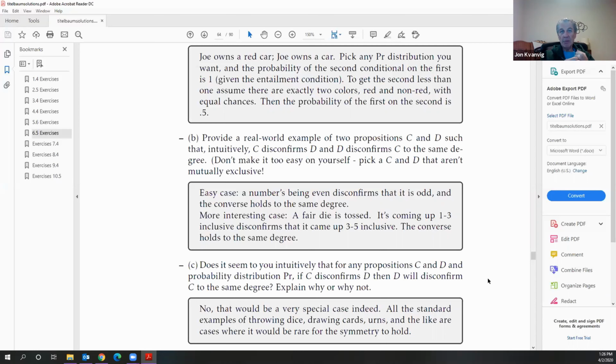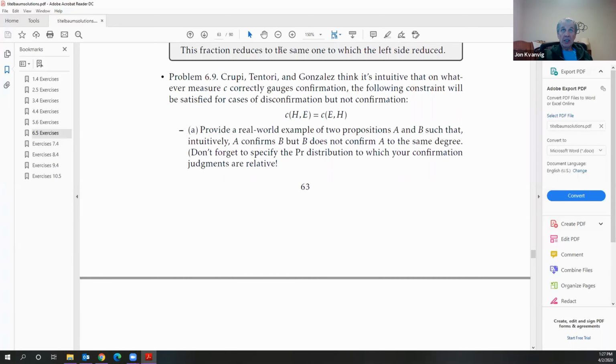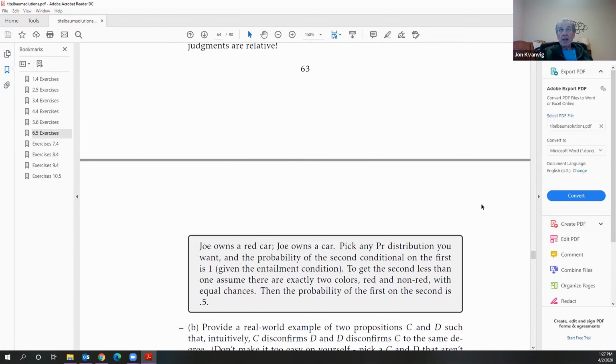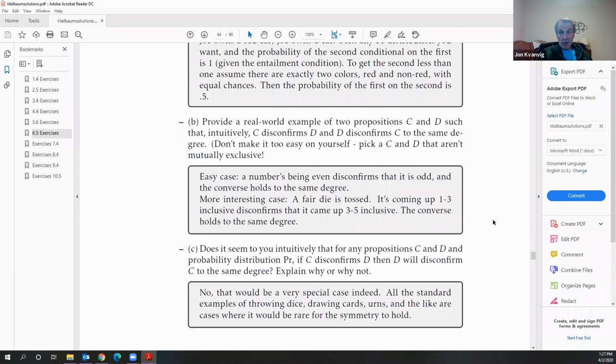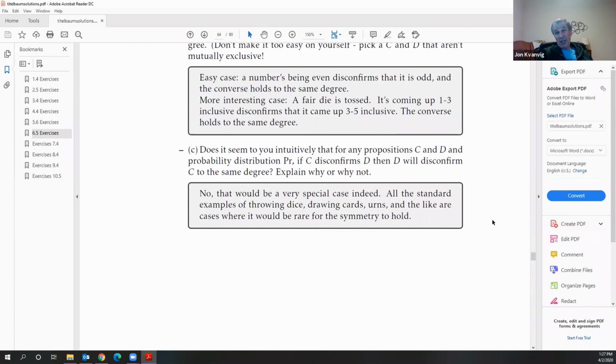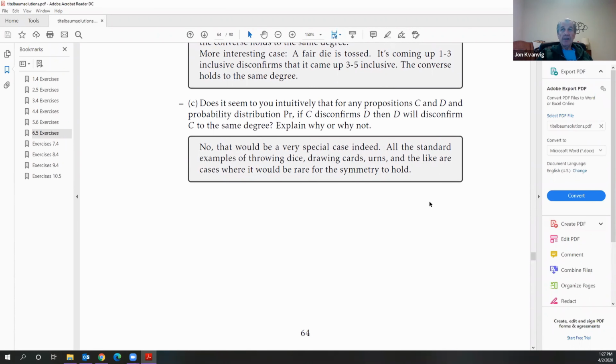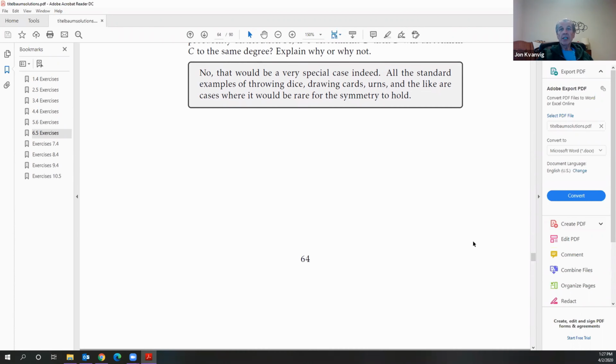All the standard examples of throwing dice, drawing cards, urns, and the like are cases where it would be rare for the symmetry to hold. So the initial assumption of CT and G looks to me like an implausible starting point. The good thing is the measure that they provide is independent of that requirement. So their work can be significant even if it has an additional element that probably ought to be rejected.